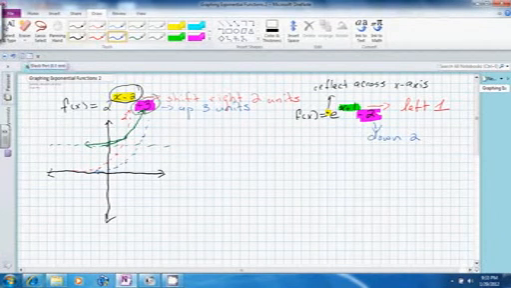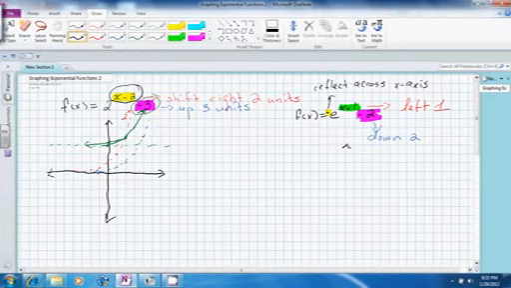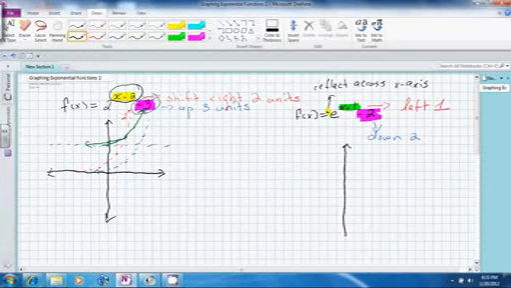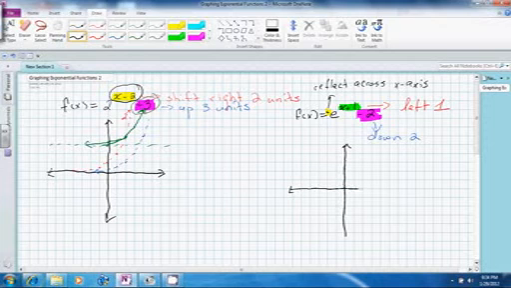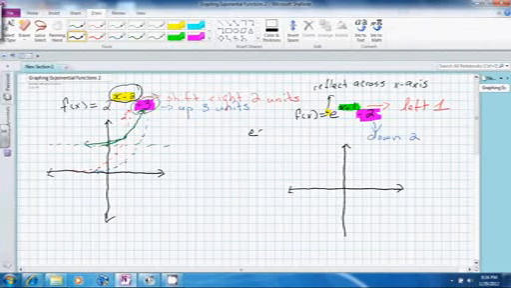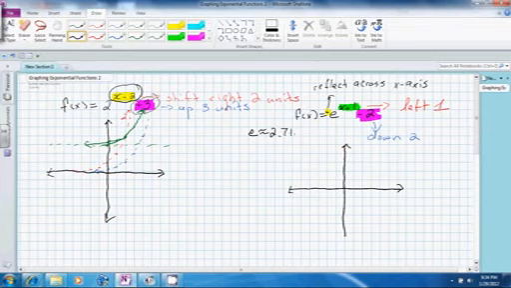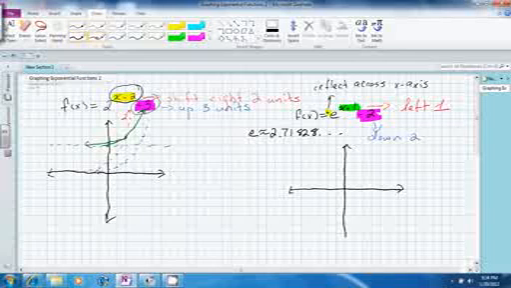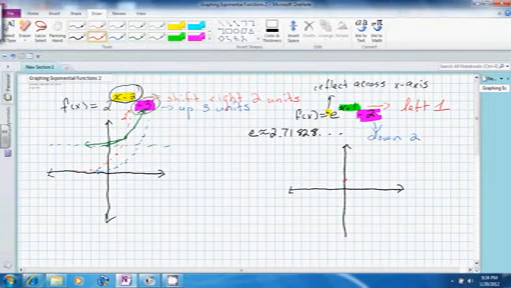So first I need to graph f of x equals e to the x. Now if you recall, e is the natural base of an exponent. So e is approximately 2.71828, and so on. So if we plot the points based on that, e to the 0 is 1, e to the first is 2.718, so about right here. And again we'll dash it. So there's e to the x.